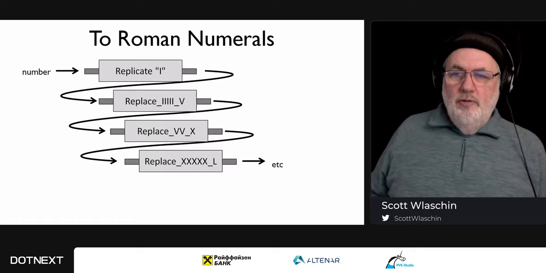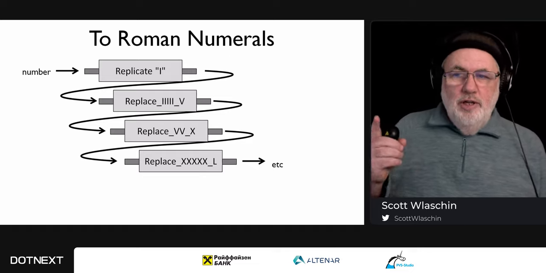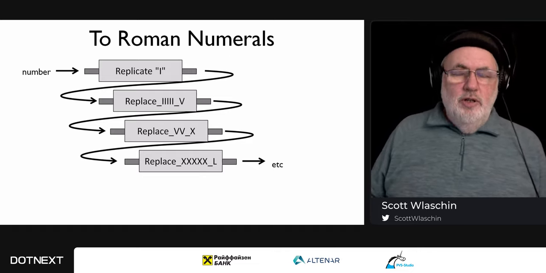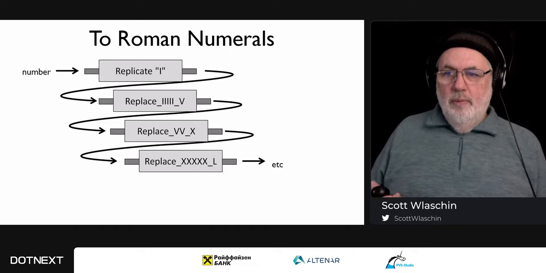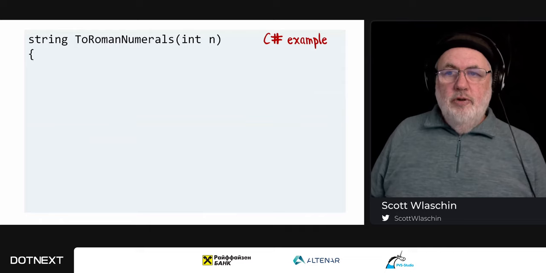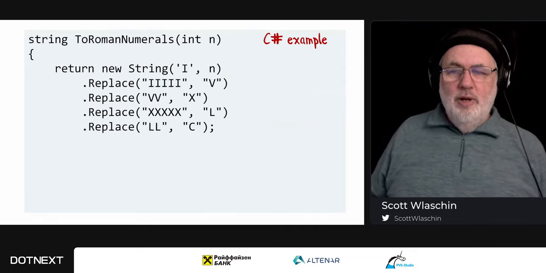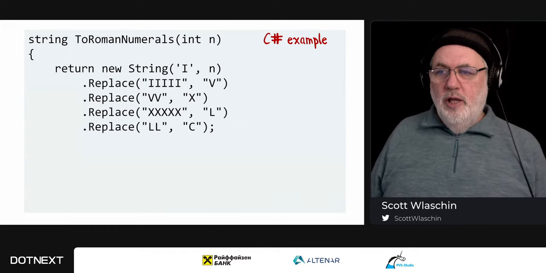So here is the pipeline version, right? I take the I, I replicate it however many times, and I replace 5 I's with a V, 2 V's with an X, and so on and so forth. So here's the C-sharp implementation. See, it's really easy. Just doing a bunch of replaces in a row. So that's the pipeline thing.